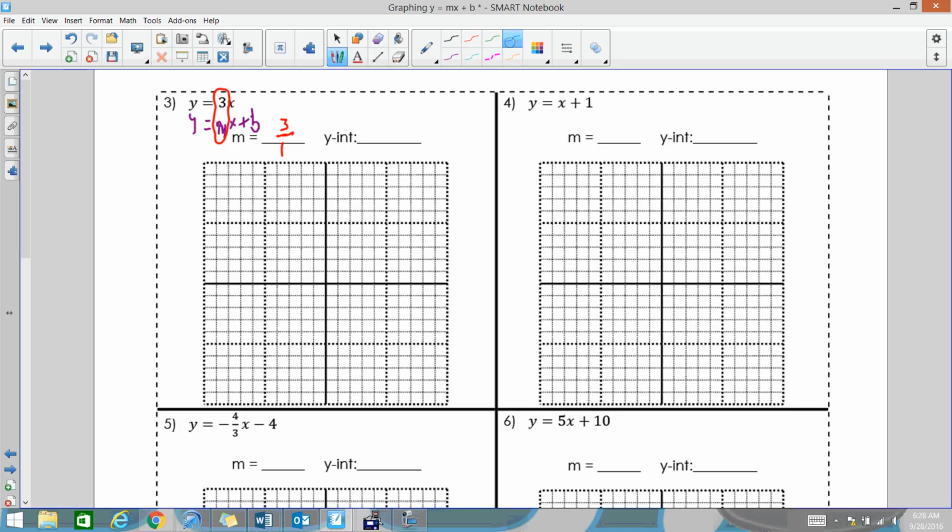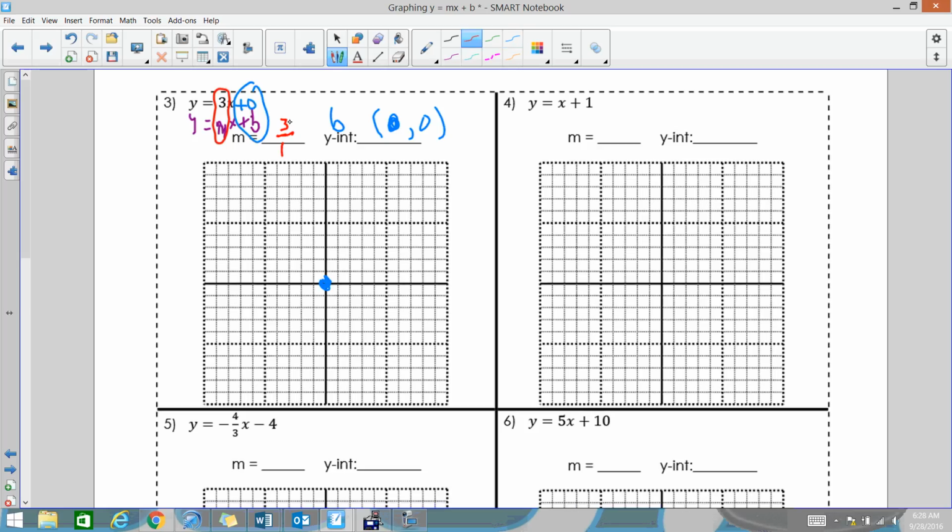But notice, there's no b here. Well, if your problem doesn't have a b, if you don't see one, you are going to say it's plus 0. Because 0 is a number that's invisible. You can write plus 0 on anything, and it's not going to change a number. So if you don't see a b, your b is 0. So my y-intercept is 0, 0. So again, we begin graphing at b. So we're beginning at 0, 0, which is right here at the origin.